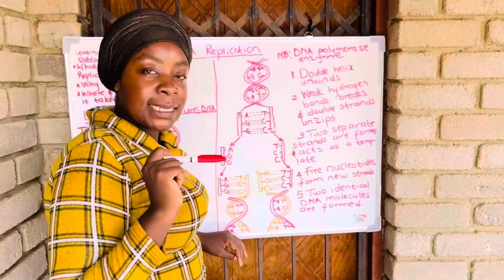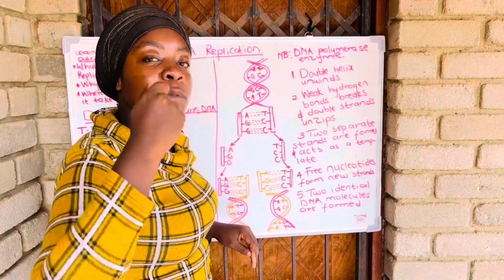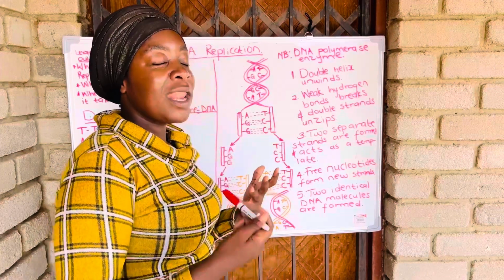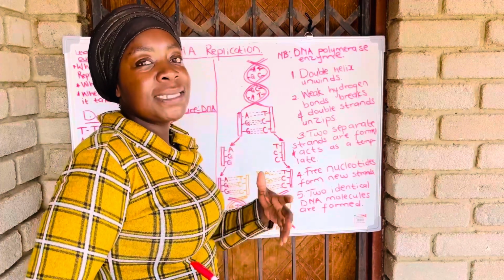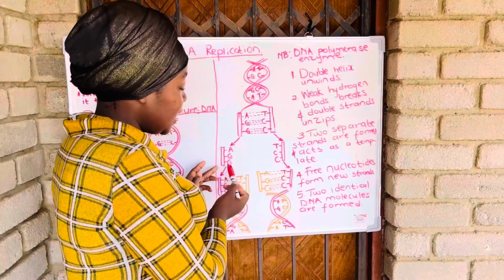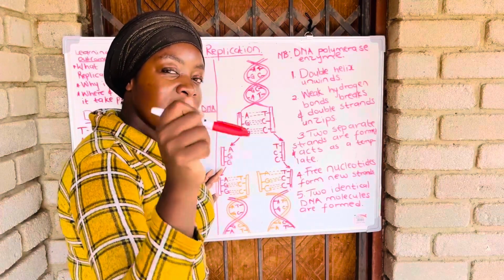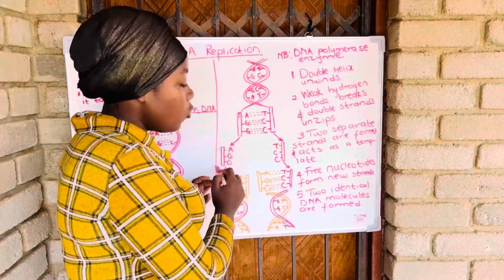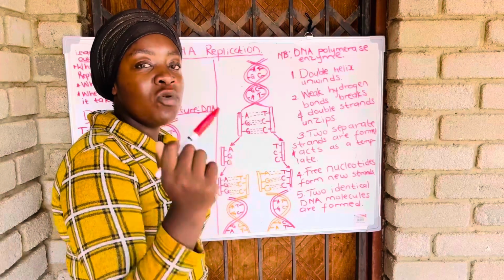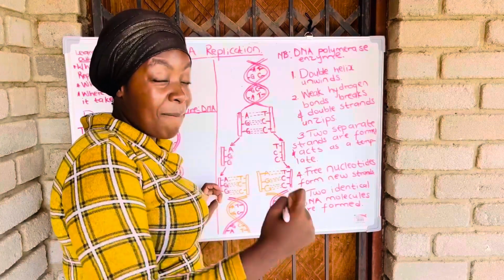The separated strands are going to act as a template to form new strands. A template is a guide for the formation of new strands. So we have this strand, and we also have this strand. Now, when we want to form the new strand, these ones are going to act as a guide. And what do we mean when we say a guide? We know that adenine always pairs up with thymine.